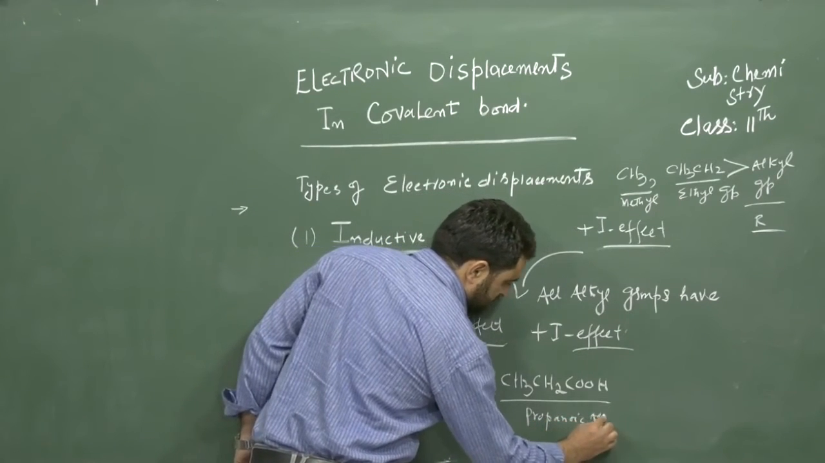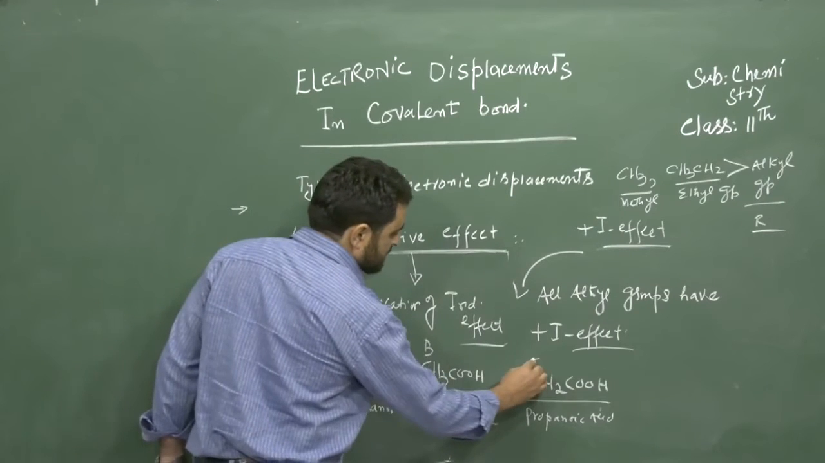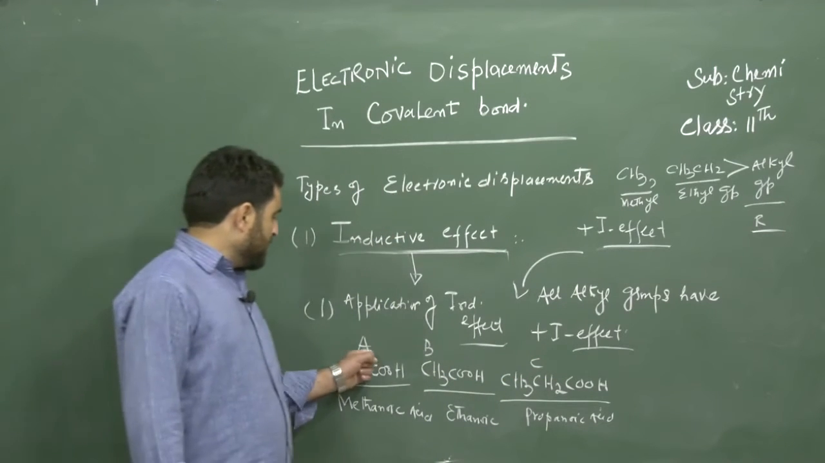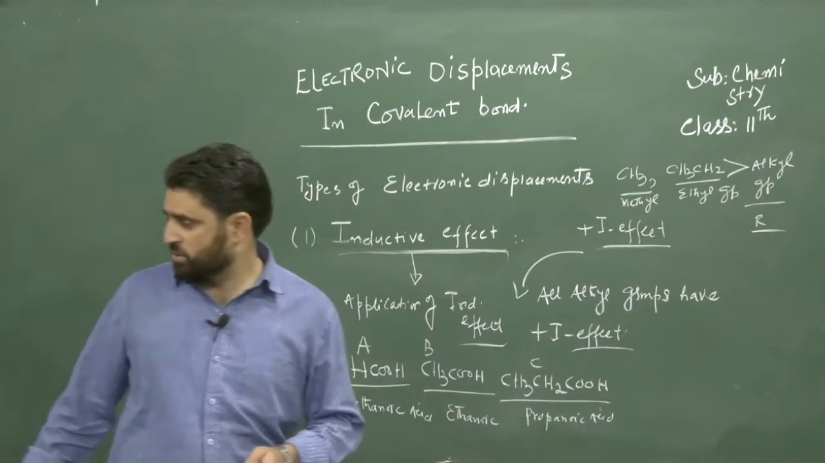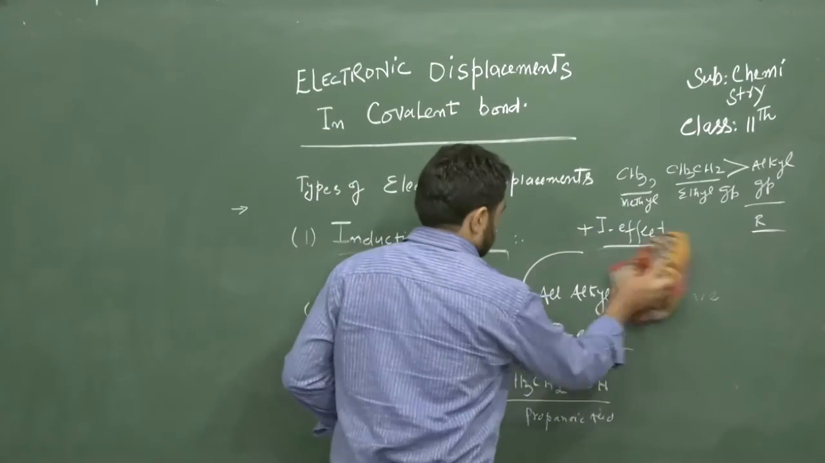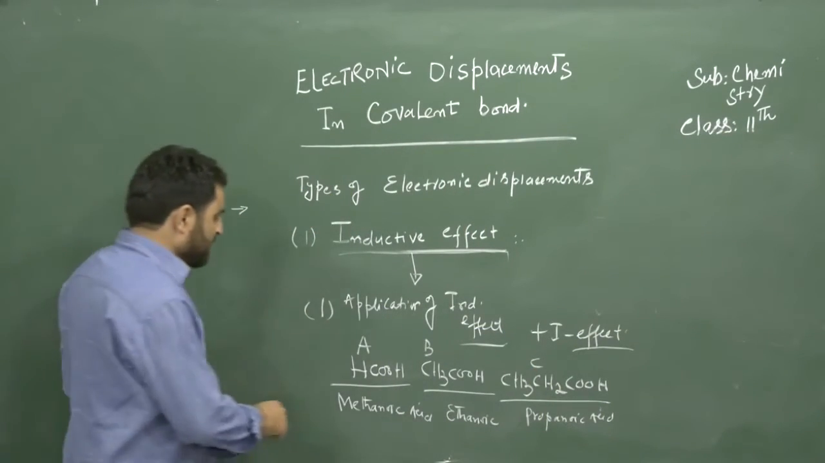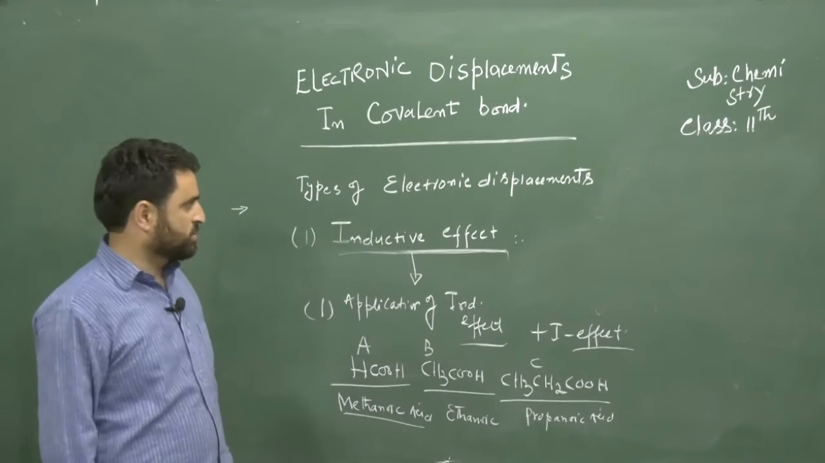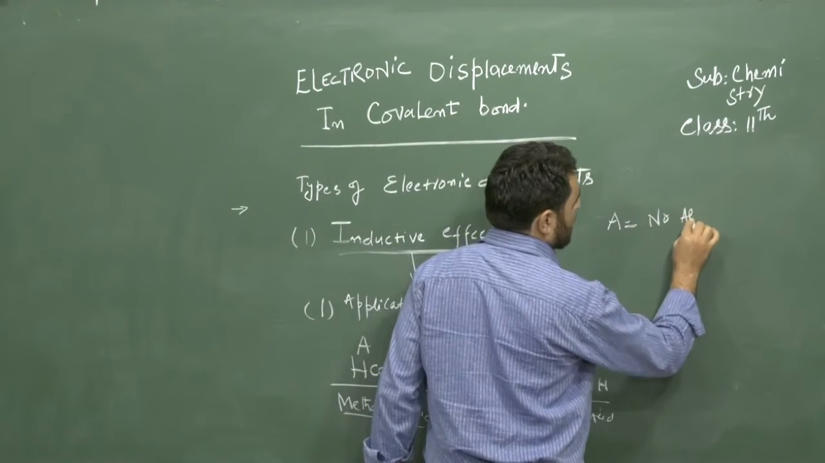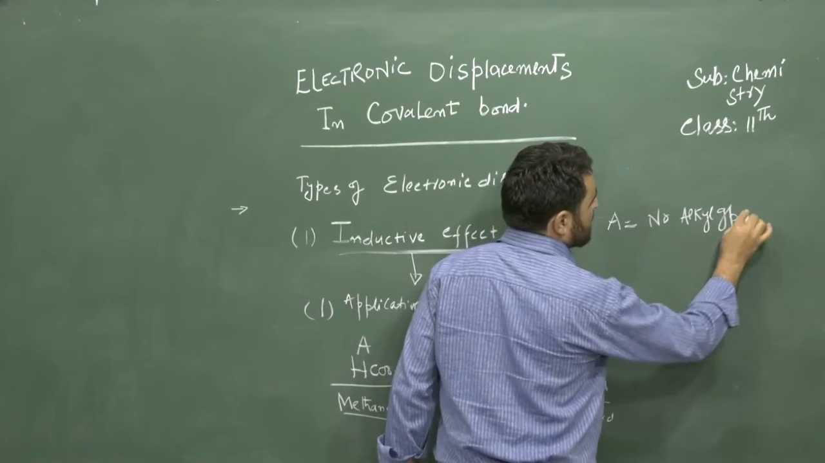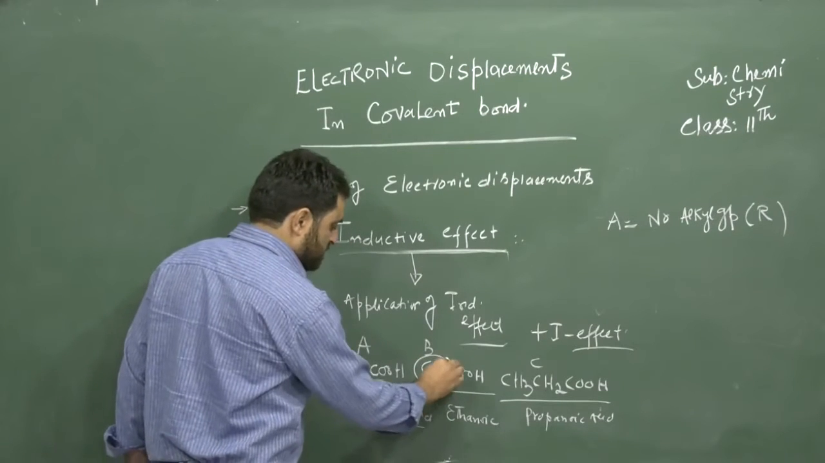So I will write here, inductive effect decreases with distance. That means inductive effect is inversely proportional to distance. The higher the distance, the lesser the experience of inductive effect, because the more the distance between halogen and carbon, the lesser the inductive effect.